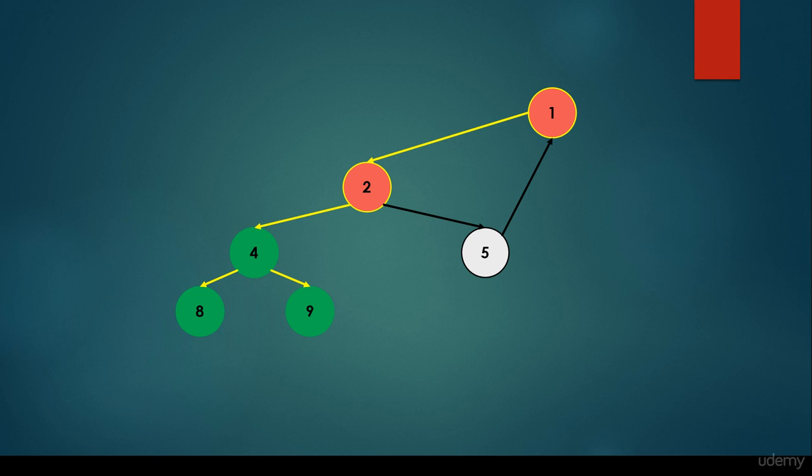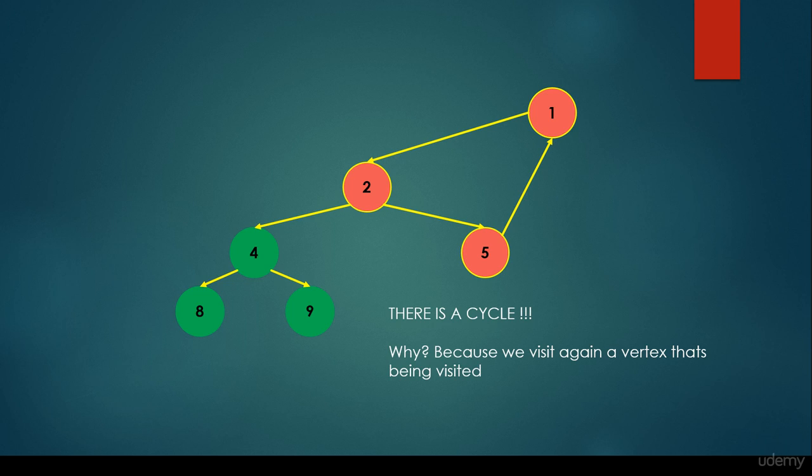And we backtrack to the parent, which is the 2. The 2 is still being visited because it has an unvisited right child. So let's visit it. We visit the 5. Okay, we consider the 5 and we come to the conclusion that it still has some unvisited neighbor. And we visit the neighbor and we come to the conclusion that, okay, the vertex 1 is still being visited. And there's a backward edge to a vertex that's still being visited, which means that there's a cycle.